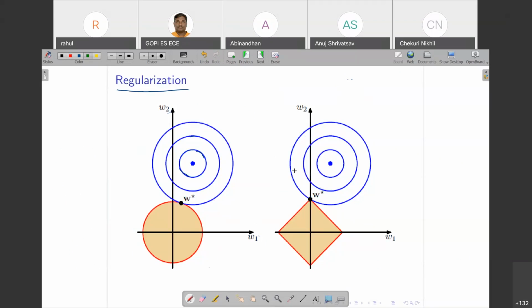You are asking about sparse, right? I told you sparse is coming because the first element is 0 here. We have two elements in it, W1 and W2, and the first element is becoming 0. So sparse means most of the elements of this vector W are 0, and then we say that it is sparse.